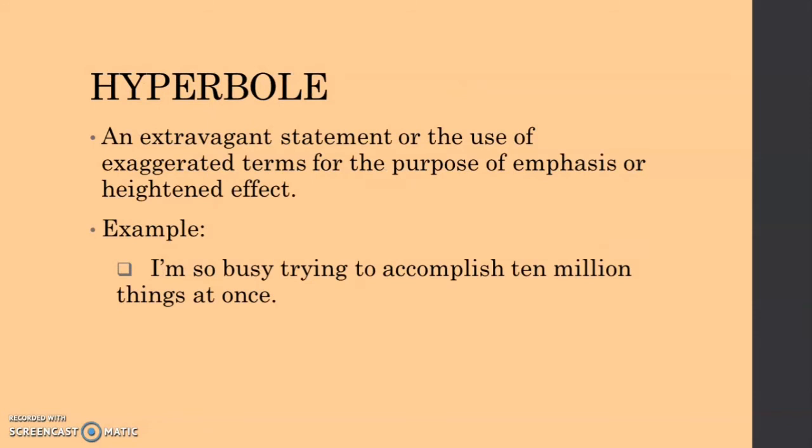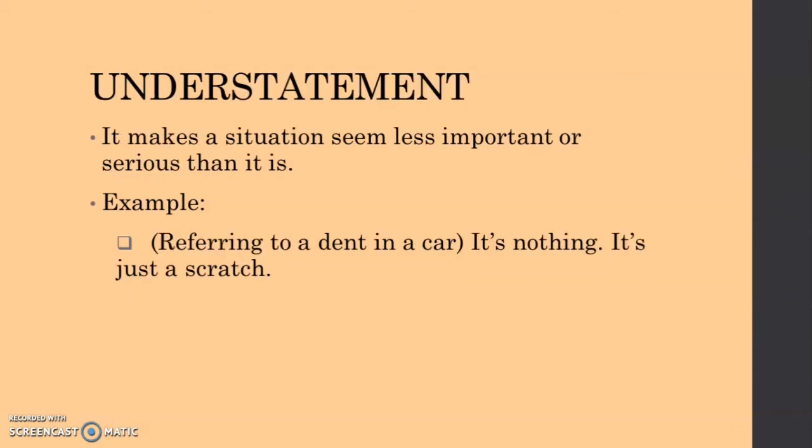Next, hyperbole. This is an extravagant statement or the use of exaggerated terms for the purpose of emphasis or heightened effect. Example: I'm so busy trying to accomplish 10 million things at once. Next, understatement. This figure of speech deliberately makes a situation seem less important or serious than it is. Example: it's nothing, it's just a scratch, where in fact, you are referring to a dent in a car.